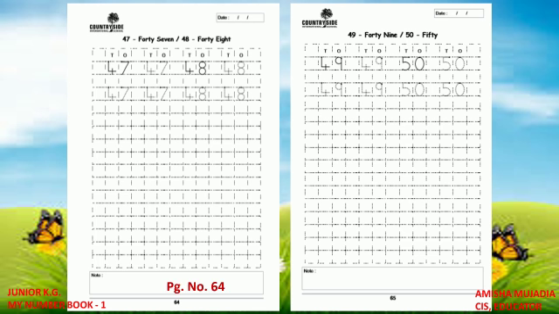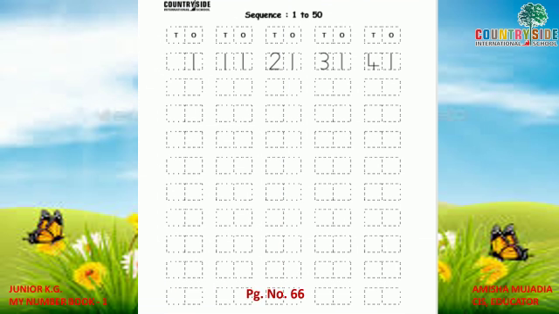Take out page number 64. On page number 64, you have to write numbers 47 and 48. On the next page, that is page number 65, you need to write numbers 49 and 50. Page number 66 is just the revision of numbers 1 to 50. You need to write numbers from 1 to 50 on this page.